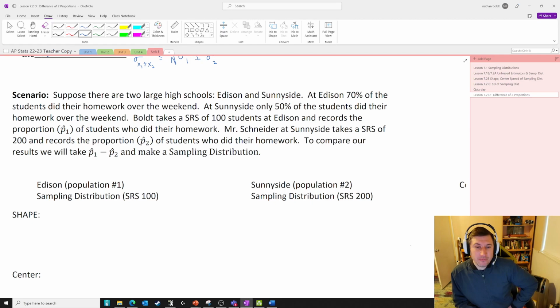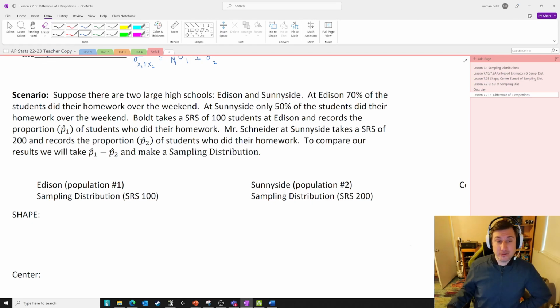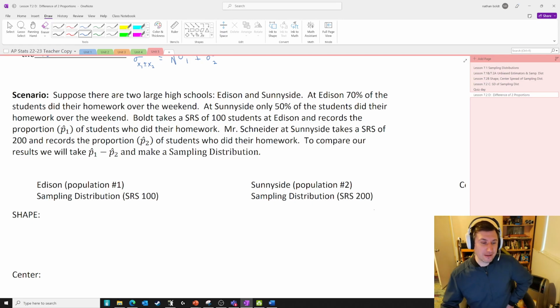Now I'm going to take a random sample of 100 students at Edison and record their proportion of students who did their homework, p1 hat. Mr. Schneider, the stats teacher at Sunnyside, takes an SRS of 200 and records the proportion, p2 hat, that did their homework over at Sunnyside. To compare our results, we are going to take p1 hat minus p2 hat and make a sampling distribution. What could they look like?